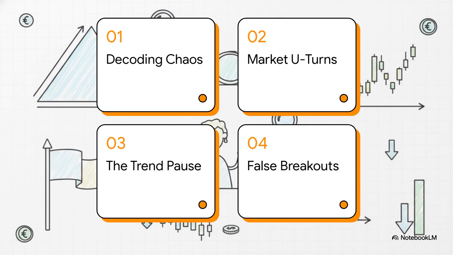So here is our roadmap for today. First, decoding market chaos. Then, Section 2, reversals, basically market U-turns. Section 3 is continuations, or the trend pause. And finally, Section 4, avoiding the false breakout.